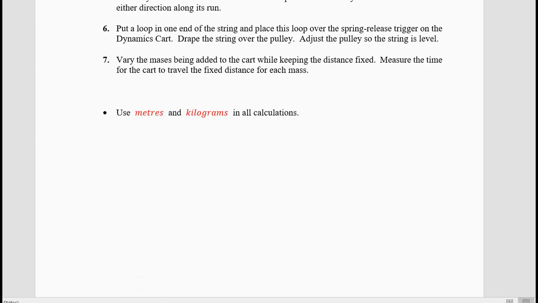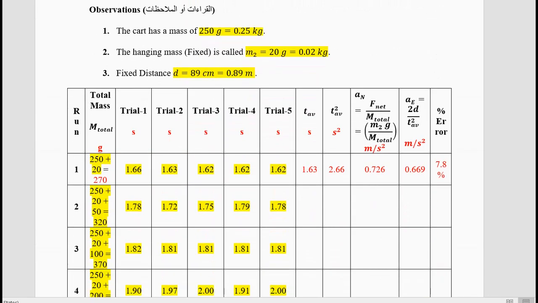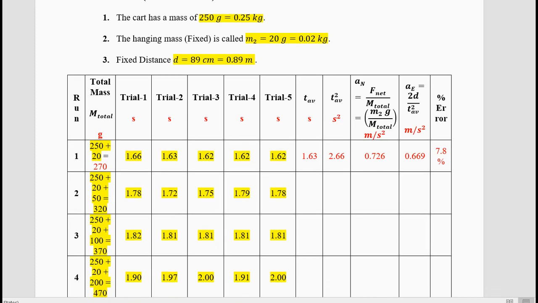Do the experiments. Now we'll understand it with the help of the table. Now the cart mass is 250 grams, which is 0.25 kilogram. The hanging mass is fixed to be 20 gram. It is fixed. Look, fixed. The fixed distance is 89 centimeters, which is 0.89 meters, and the fixed M2 is 20 grams, which is 0.02 kgs, and the mass of the cart is also fixed.